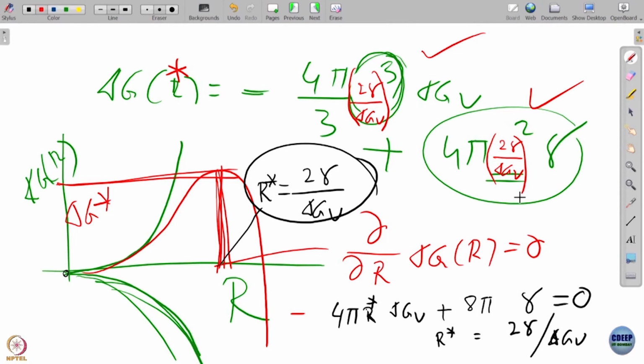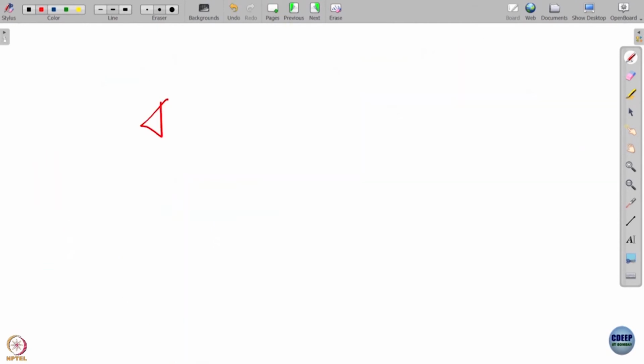Now you get 8 and 32 by 3, here you get 16 by 3, and this delta GV cancels one of the delta GV here, and you get gamma cube by delta GV square. So, now I get the following expression.